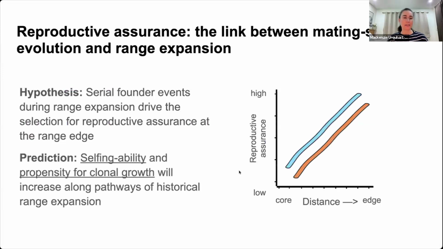And given my hypothesis, I predict that autonomous selfing and propensity for clonal growth will increase along pathways of historical range expansion, in line with Baker's law, where we would expect an enrichment for the capacity for uniparental reproduction, meaning selfing and clonal growth following colonization. So an alternative hypothesis, which I did not have the capacity to concurrently test, would include the role of contemporary ecology in shaping these patterns of reproductive assurance.